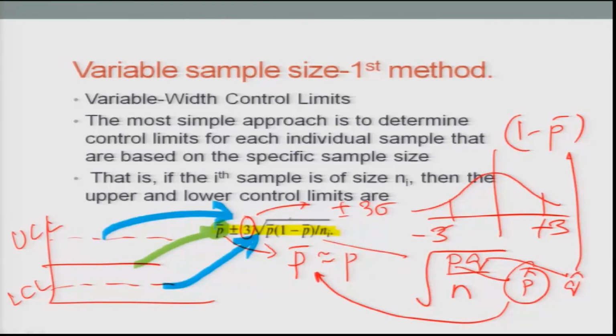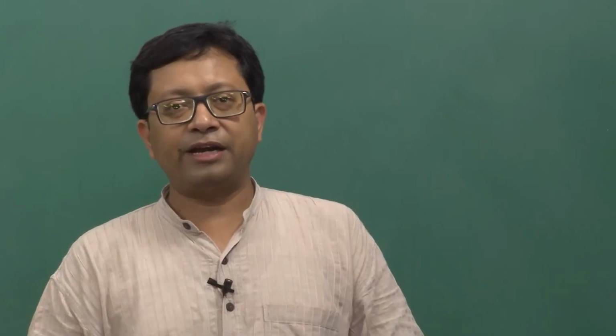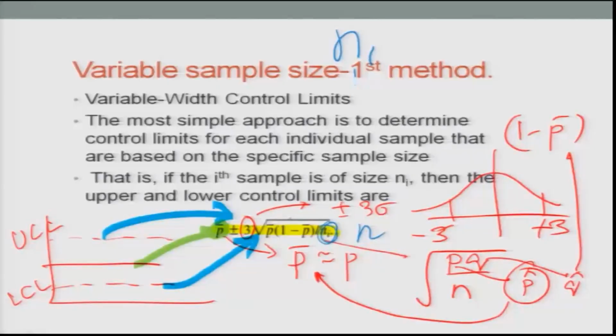Now, if the ith sample size, as I was saying, that is ni, the formula remains the same. Only thing which changes is this ni. So, technically it should be n because sample size from reading to reading is the same, but if they are changing, obviously you will have n1 for the first case, n2 for the second case, and so on and so forth.